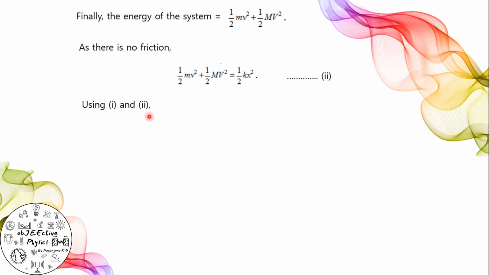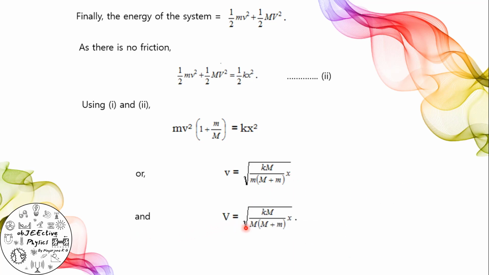equation 2. Using equation 1 and 2, mv square into 1 plus small m by capital M is equal to kx square, or v is equal to square root of k into capital M by small m into capital M plus small m into x, and capital V is equal to square root of k into small m by capital M into capital M plus small m into x. These are the final velocities of both the blocks.